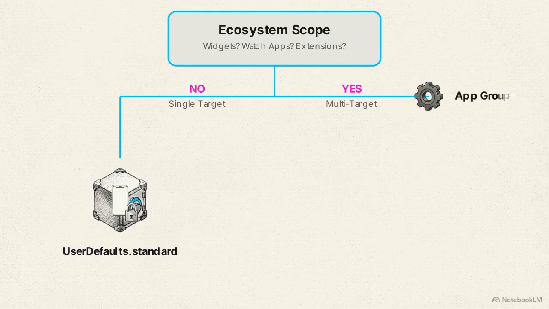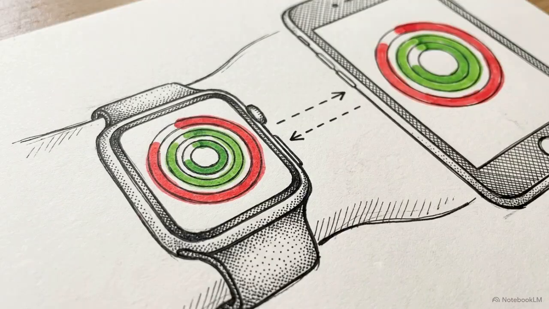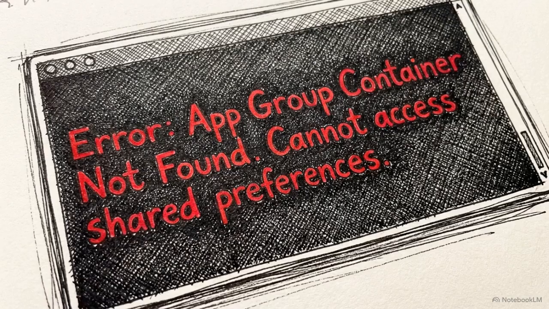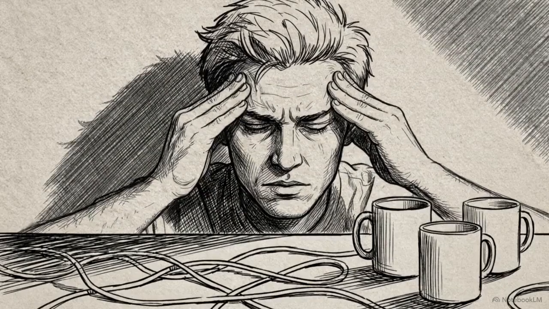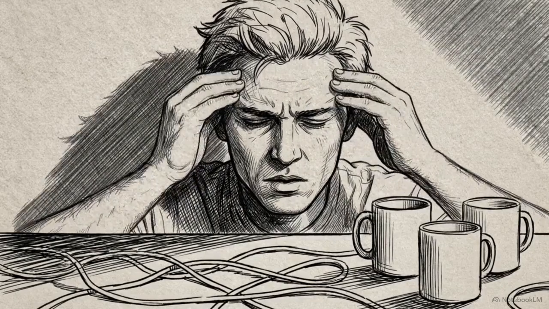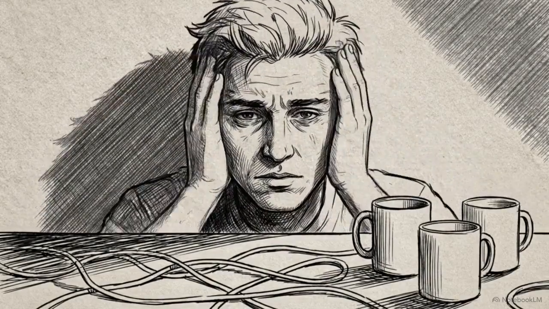However, if you are building a multi-target ecosystem, the path moves laterally to yes, requiring app groups and points directly to the custom suite. If your app relies on widgets or watch connectivity to deliver its core value, the standard approach is a dead end. Invest the initial 20 minutes to configure app groups and implement the custom suite on day one. Doing this early saves you the massive headache of writing complex, error-prone data migration scripts months later when you finally add that widget.